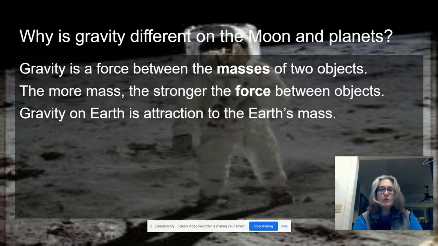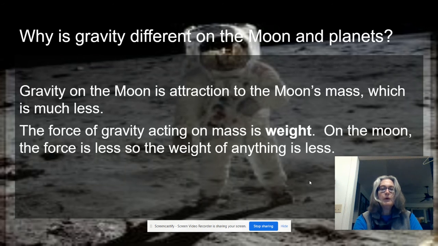Gravity is a force between the masses of two objects. The more mass, the stronger the force. So gravity on Earth is actually attraction to the Earth's mass. The Earth has a lot more mass than the moon. Gravity on the moon is attraction to the moon's mass, which is much less. So the force of gravity acting on mass is weight. On the moon, the force is less, so the weight of anything is less.